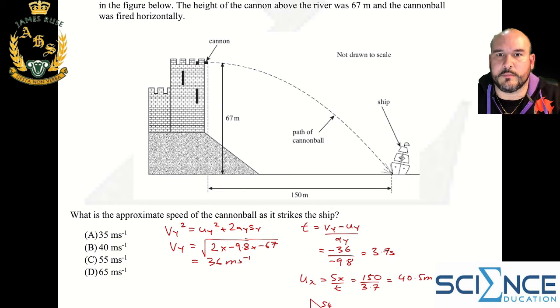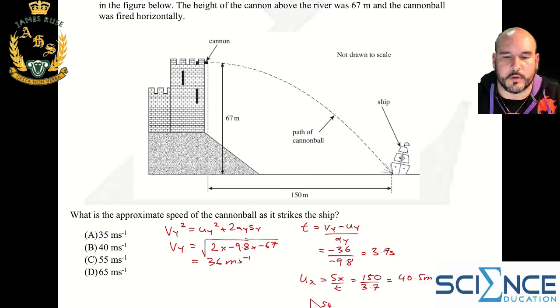Some people did put A for question 13 because you found the Y component and you got really happy. Hey, it's pretty close to A, I'll just circle A. You didn't read the question. It says speed. Speed is resultant. It's not Y component, it's not X component, it is the vector sum of both.